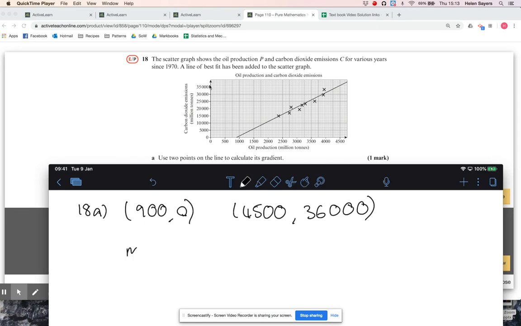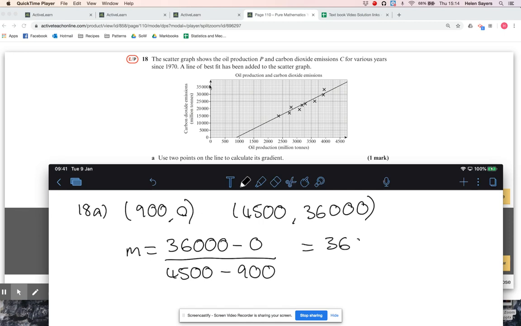So the gradient is changing y, or changing the T, is it? No, changing C for this one. So 36,000 minus 0 over 4,500 minus 900. That is 36,000 over 3.6,000. Well, at least it gives us a nice round answer. That would give me a gradient of 10.